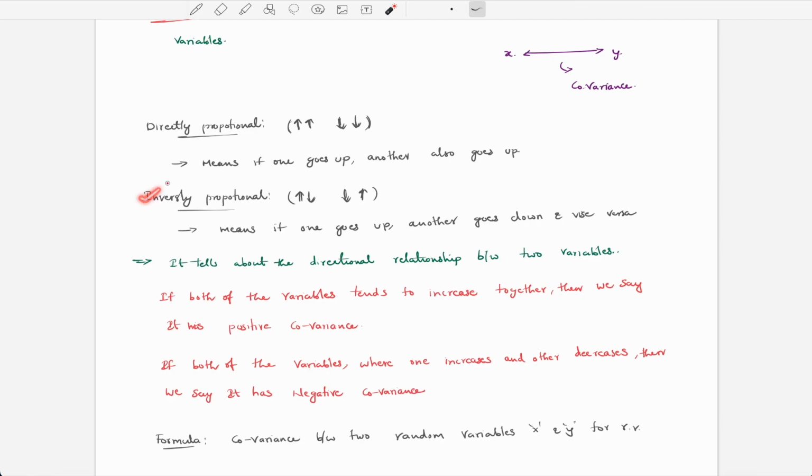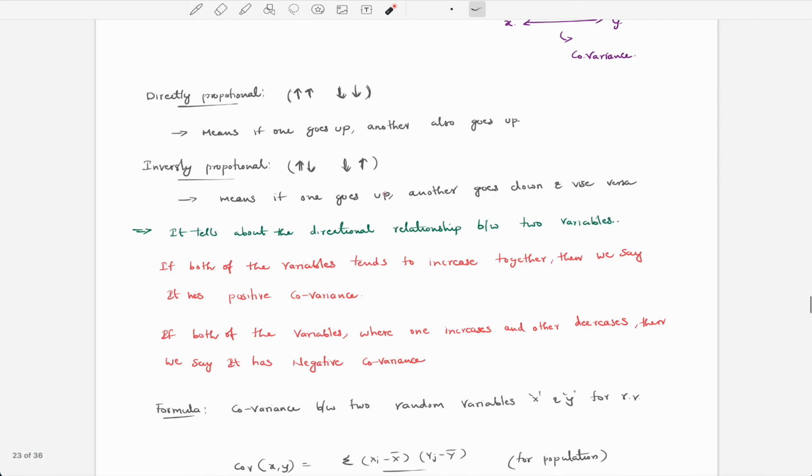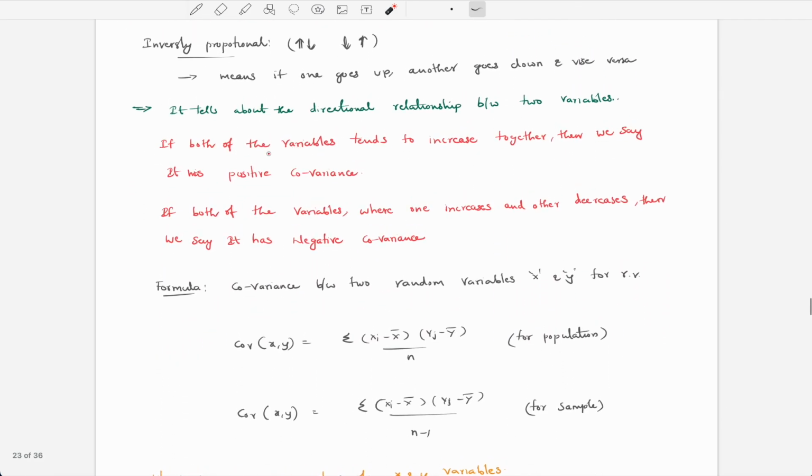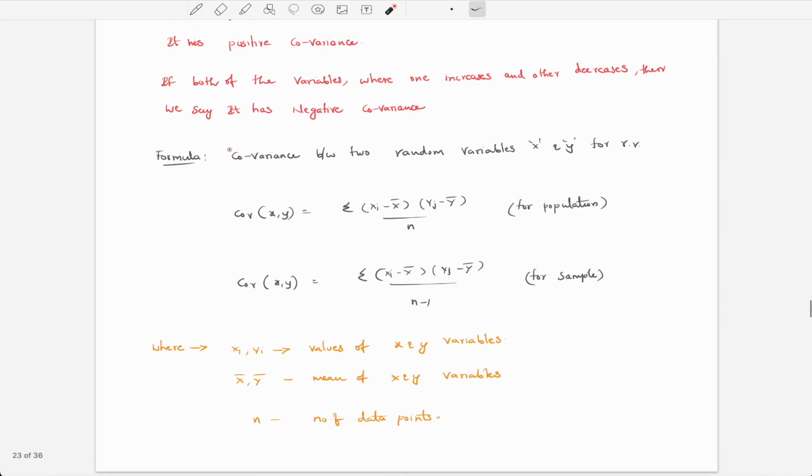What do you mean by inversely proportional? It means the opposite: one goes up and the other goes down, or one goes down and the other goes up. If the two variables tend to increase together, then we say it is a positive covariance. If one increases and the other decreases, then we say it is a negative relationship, a negative covariance.